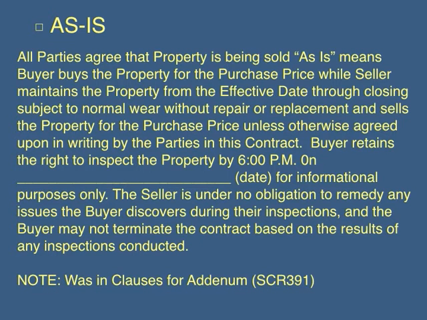Okay, let's move on. Let's discuss the as-is option that these buyers have. They have repair procedure, due diligence, or as-is. This as-is clause, let's read it because it's scary when you stop and think about it, and listen to what it says. First of all, if they're going to select the as-is, you would check the box beside that. It says all parties agree that the property is being sold as is. It means the buyer buys the property for the purchase price, while the seller maintains the property from the effective date through closing, subject to normal wear without repair or replacement, and sells the property for the purchase price unless otherwise agreed upon in writing by the parties in this contract.